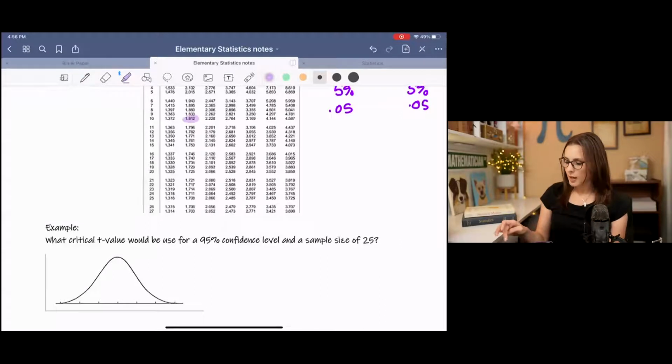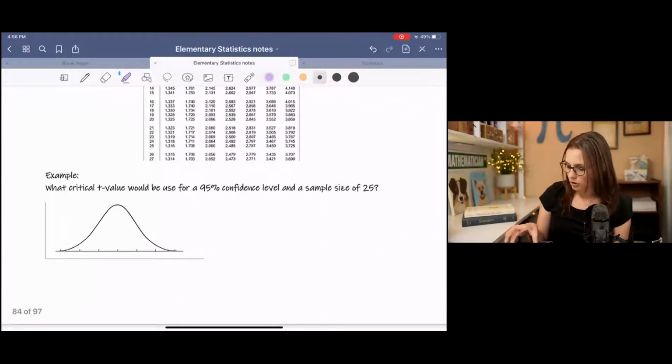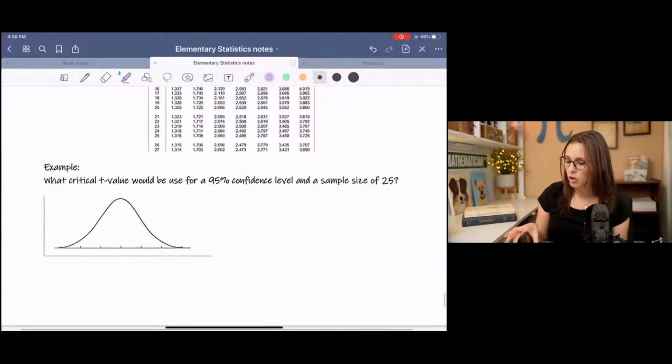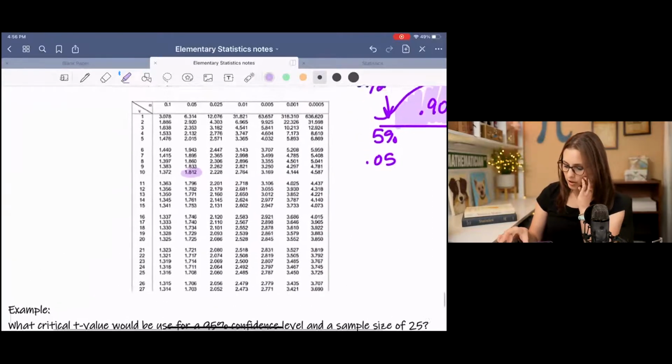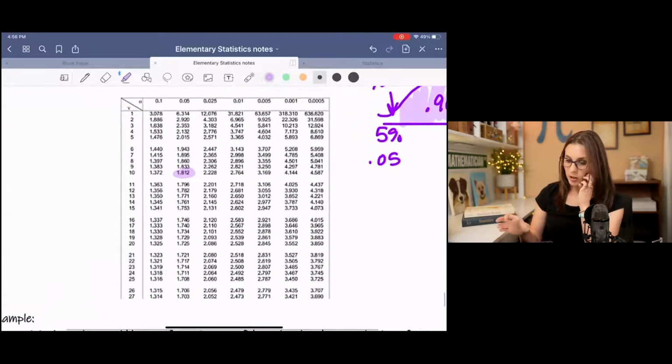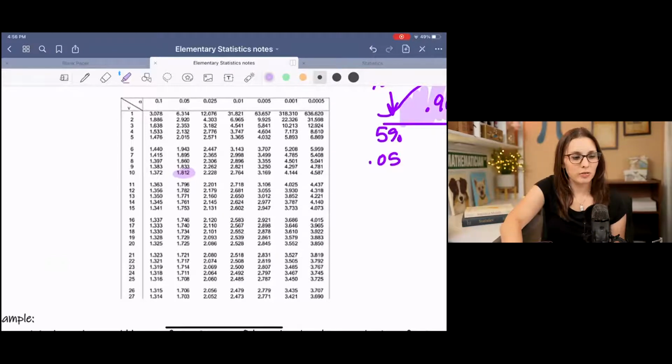So in this next example, I want you to practice on your own, come back and check your answer. It is a 95% confidence level with a sample size of 25. So here's the table in case you need to see that, and go ahead and try it. Come back and check your answer.